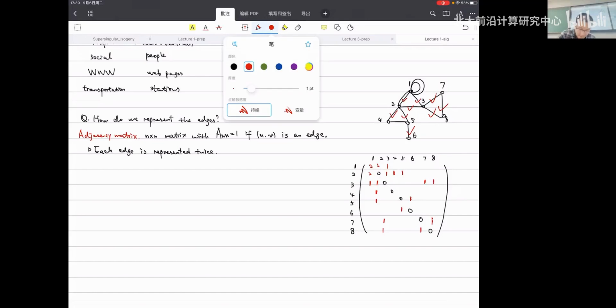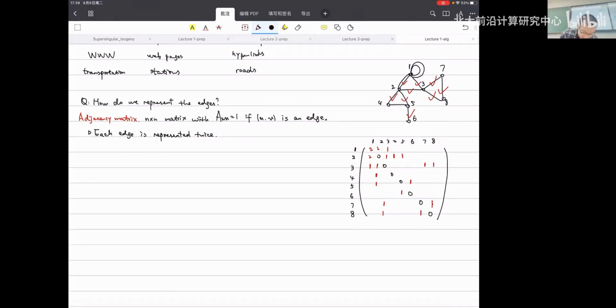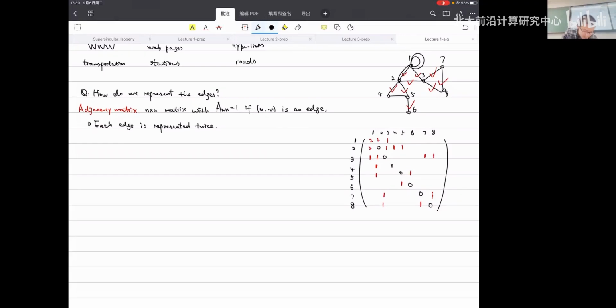but for the simplicity of algorithms in this class, we mainly talk about simple graphs. Let me write: simple graph, graphs without self loops and multiple edges. So in a simple graph, you can only have 0 or 1 in the entries of the adjacency matrix.